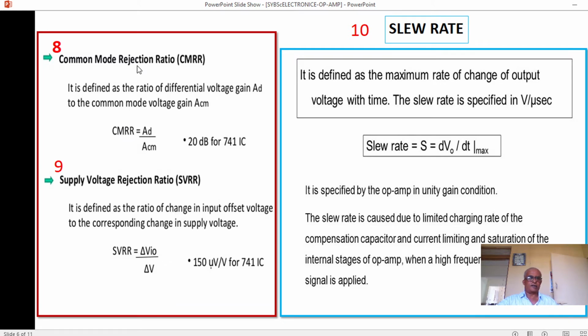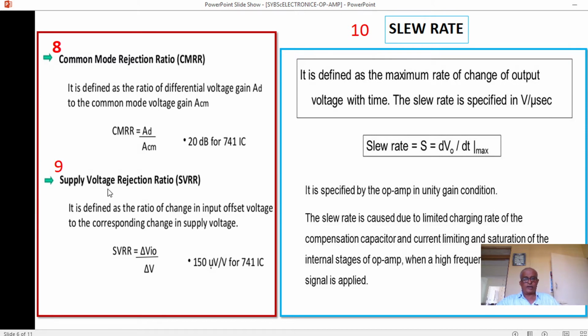Reject means remove, so it is a removing ratio. The common part we don't want; we want to consider in the op-amp only the differential part. So the requirement of the op-amp is that it should remove the common signal, that is, it should reject the common mode, while it should amplify the difference between the two inputs. So CMRR is also one of the important characteristics of the op-amp.